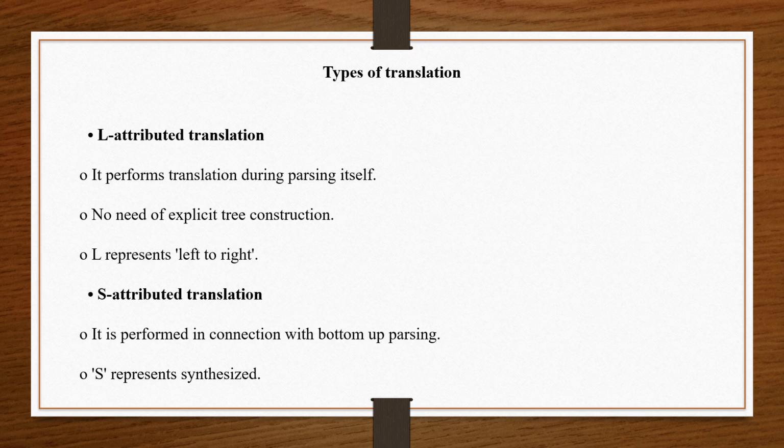S attributed translation performs translation in connection with bottom-up parsing. S represents synthesized. Okay, so whatever we discussed in the previous slides, the arithmetic expression, and some example like 3 into 5 plus something, right? That example is nothing but S attribute translation. Bottom-up parsing, and it includes only synthesized attributes. Therefore, it is S attribute translation.